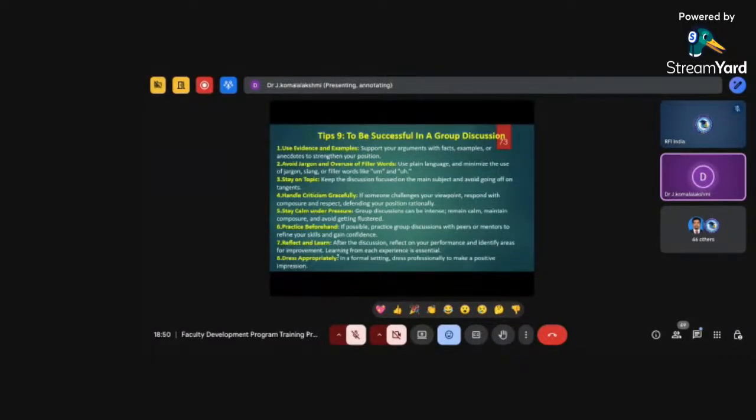So reflect and learn. By that time we have to learn. Sometimes we will be giving dynamic points. So this is tip number 9.